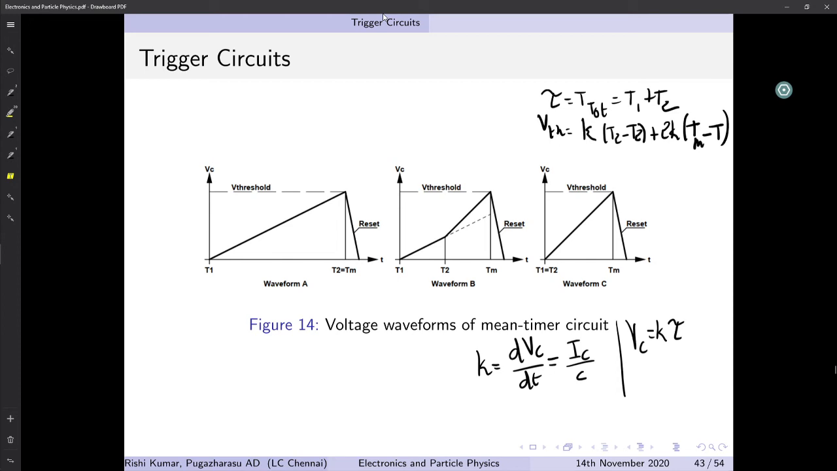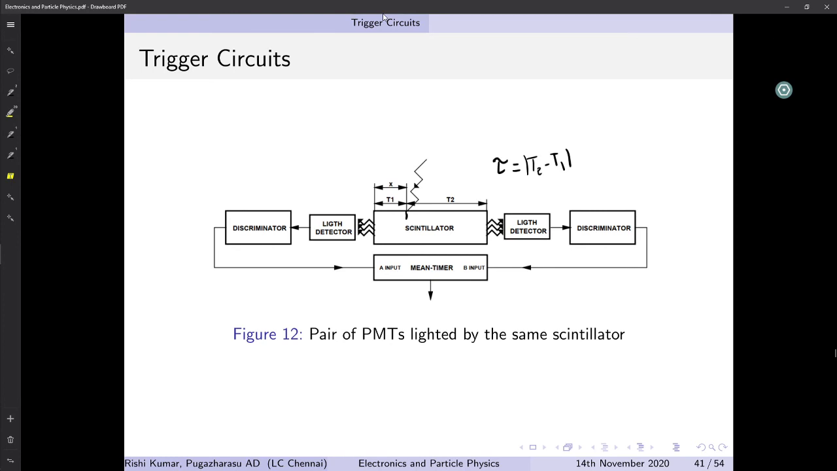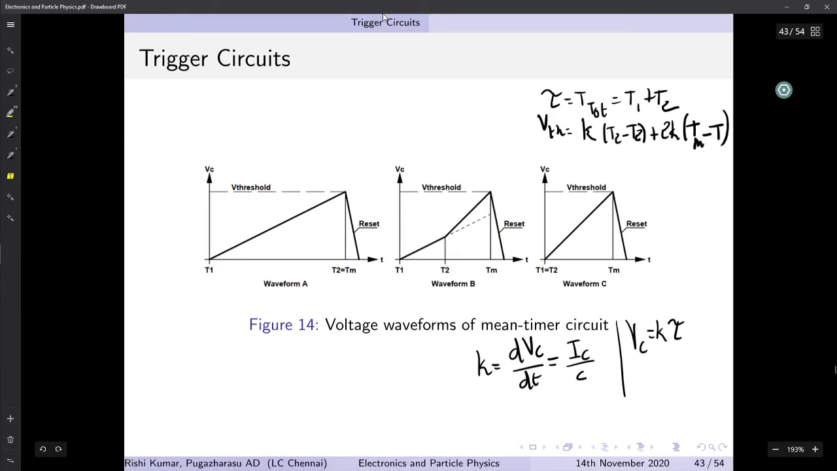Anyway, we will then connect the outputs of the light detectors to a TDC, and we set the mean timer output to its stop, and the resulting count is proportional to the x coordinate of the incoming particle. Here the particle hits exactly at the center, or we assume it to hit exactly the center. But you would get these three different waveforms.